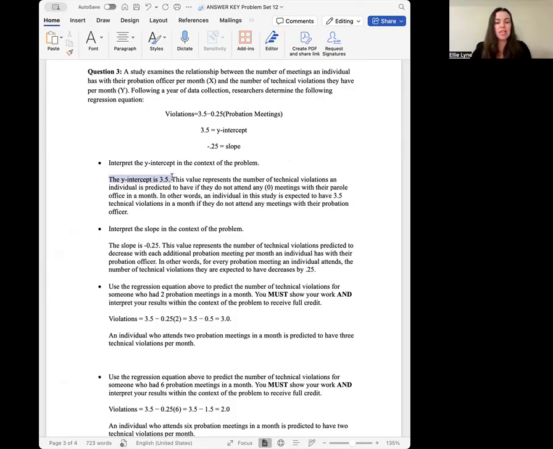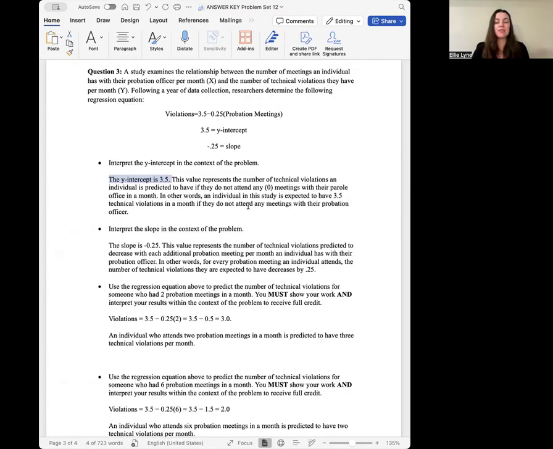So the y-intercept is 3.5. What does this actually mean, though, in terms of the regression equation and then within the context of our problem? So the y-intercept, if you think about it in a chart format, is the point in which our linear line is going to cross our y-axis. And because of that, that's where we're going to reach our 0 point. So the y-intercept in and of itself is a value of 3.5. But what does this actually mean for our problem?